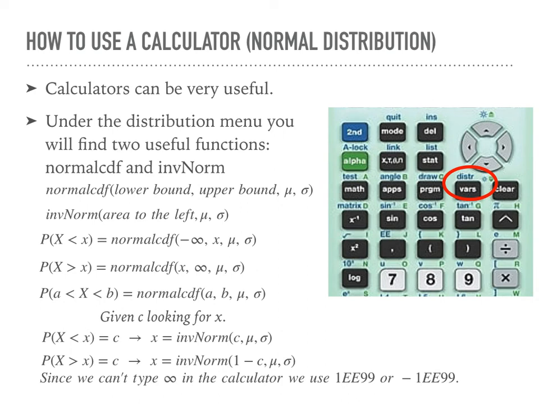Now we can't type infinity on the calculator, so we will use 1EE99 or negative 1EE99. Make sure when you type the negative, you do use the negative symbol, not the minus symbol. And this EE can be found above the comma. So you'd hit second and then comma. Remember, comma is above the 7.